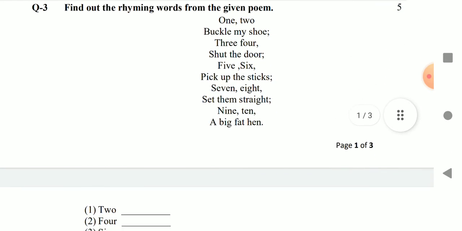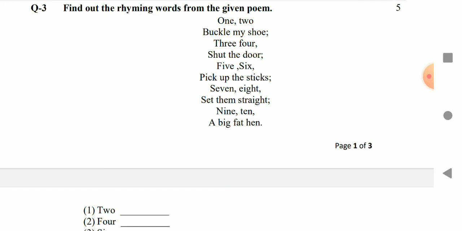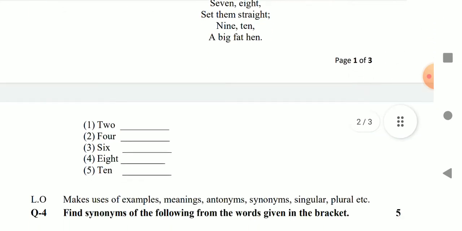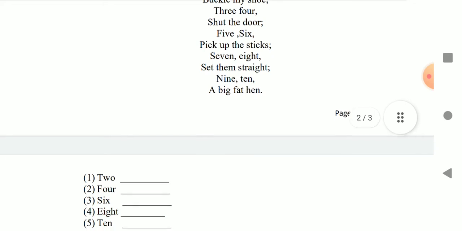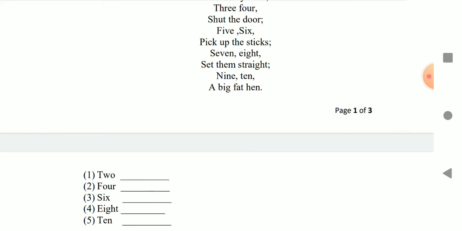Question 3. Find out the rhyming words from the given poem. You guys already know rhyming words means words which have the same sound. Twinkle, twinkle, little star, how I wonder what you are. So star and are are the rhyming words. So here you have to write the rhyming words for: 1, 2, buckle my shoe, 3, 4, shut the door, 5, 6, pick up the sticks, 7, 8, set them straight, 9, 10, a big fat hen. Question 3, first one, 2, rhyming word from the poem, 4, 6, 8, 10. You have to write the rhyming words for this from the poem.